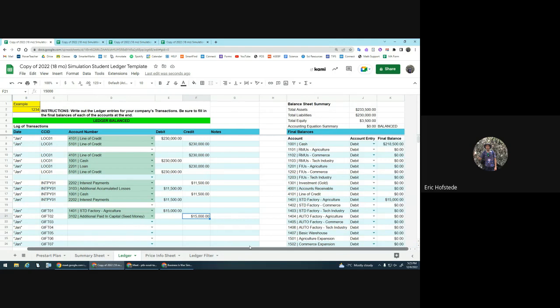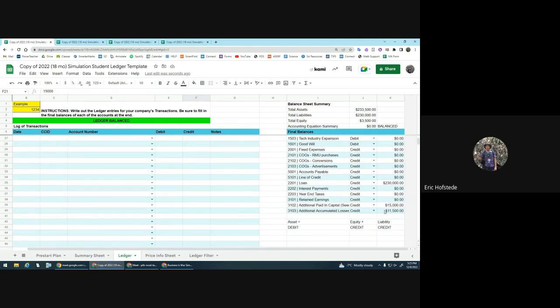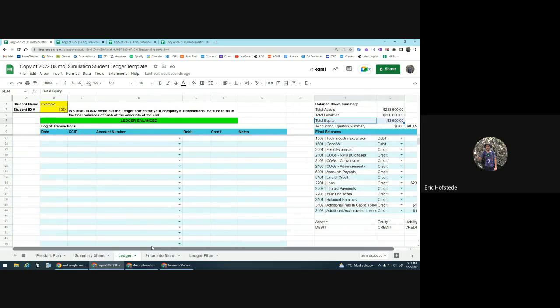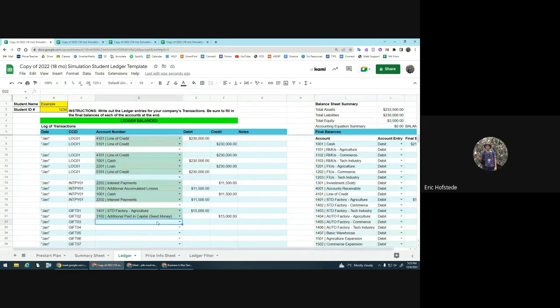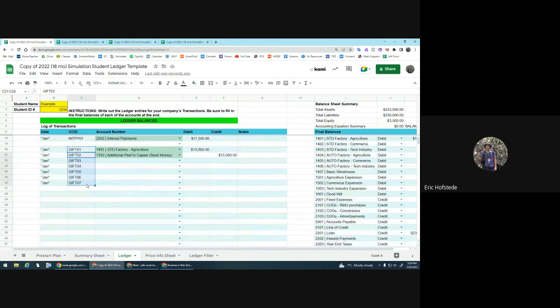All right, if we look at our total equity, we are now in the positive. We now have a positive net worth. All right, so that, oh, I don't want all of these as 1, 2, 3s. I would rather have them all as 1s for January.